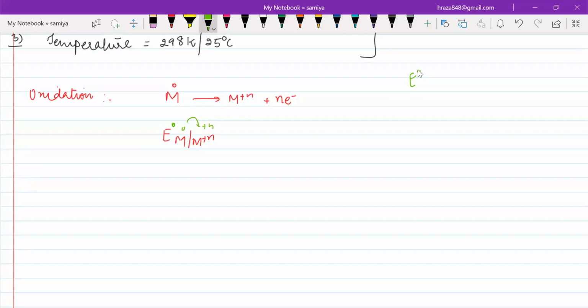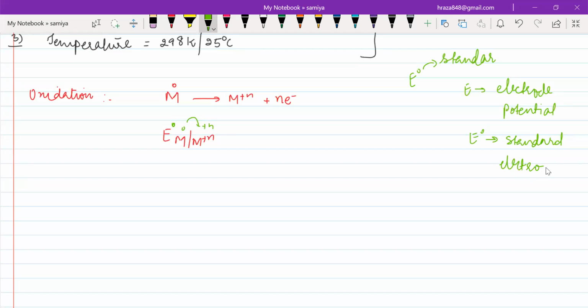This naught represents a standard. If I'm writing E, that means electrode potential. But if I'm writing E naught, that means a standard electrode potential. Is that clear, Madiha? Yes, sir.